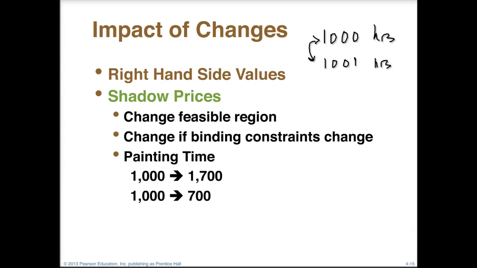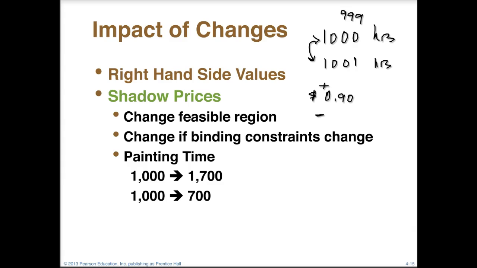Okay? And so let's say, just hypothetically speaking, if we change this by 1 hour, then our profit will go up by 90 cents. So our shadow price here would be 90 cents per hour change. It would also work the other way. So if I wanted to go down 1 hour to 999, then instead of adding 90 cents to profit, I would take away 90 cents from profit.